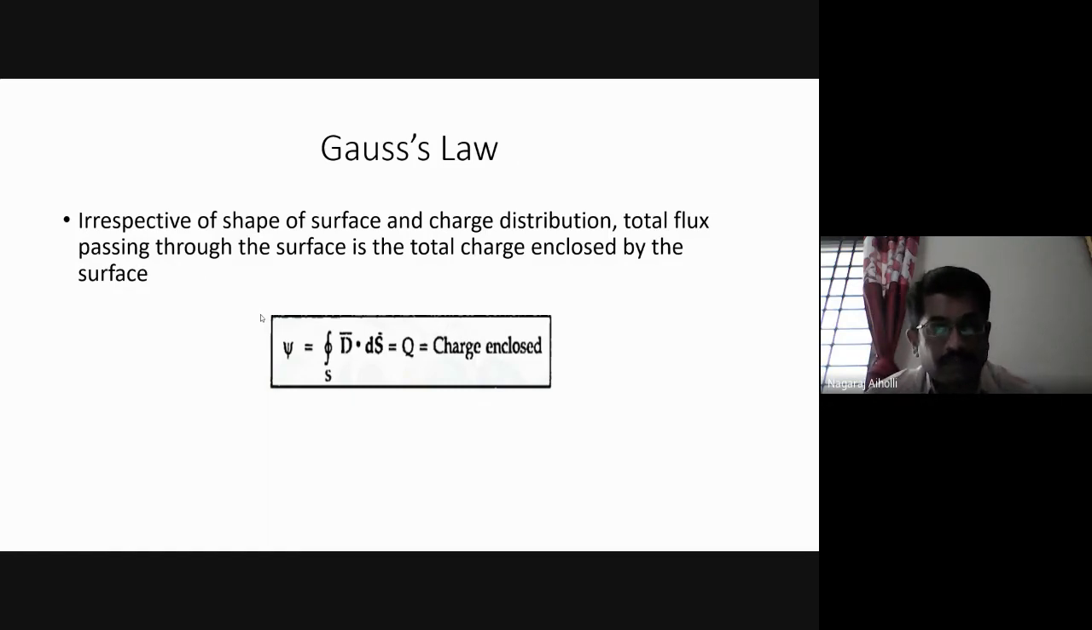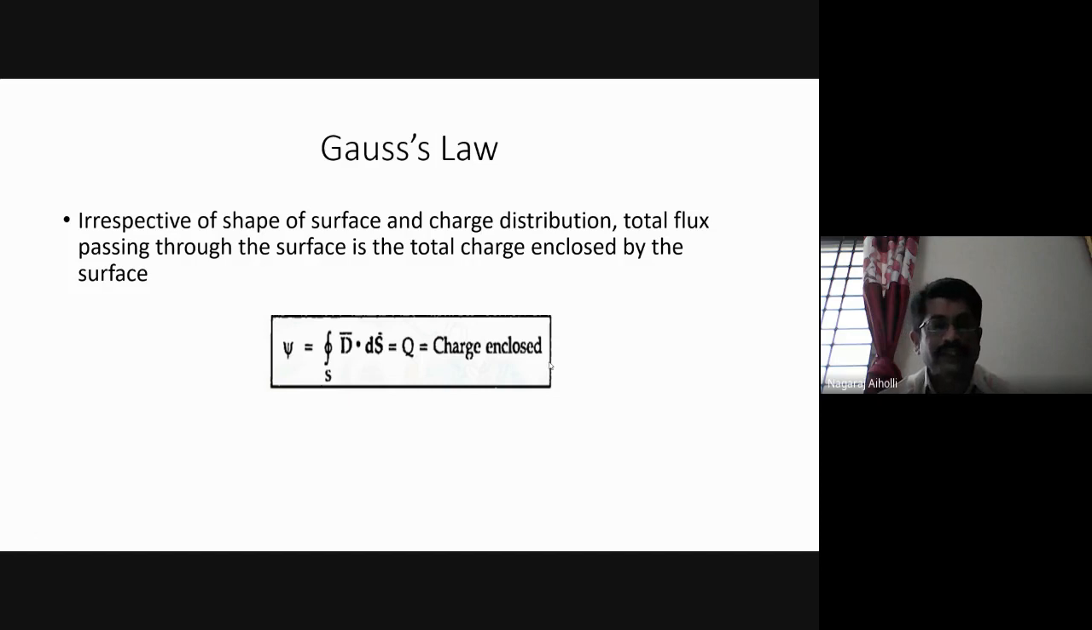Hence we come to the conclusion that psi is equal to closed surface integral D bar dot dS bar. We know this formula, correct? It is flux by area. So flux is d psi divided by dS. dS and dS will cancel, again we'll get psi. What is psi? It is nothing but the charge Q, correct? LHS is equal to RHS. Hence, we say that psi is nothing but closed surface integral of D bar dot dS bar, that is equal to Q, which is the charge enclosed within the surface.